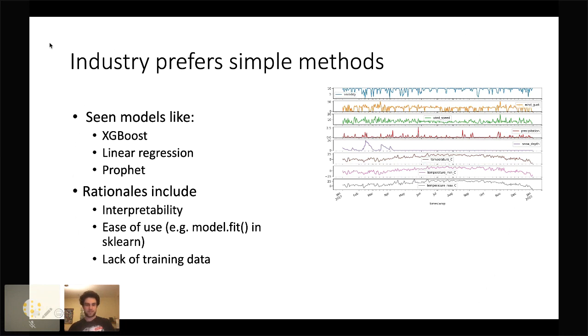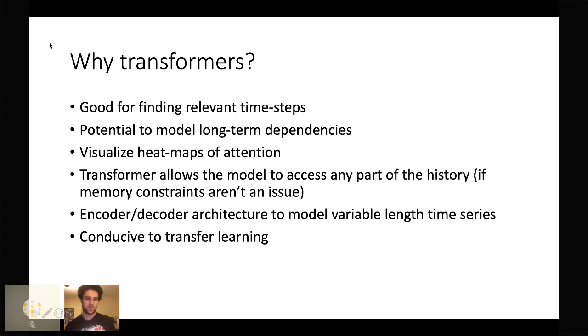While I think these are all good rationales, I do think long-term we definitely should see more deep learning models incorporated in an industry setting. And I think a very good candidate to do that is transformers. You might wonder why, given how big and complex it is, but on one level, it's really good at finding relevant time steps in the sequence for predicting. You can visualize heat maps of attention. That can help with some of the interpretability issues I just described.